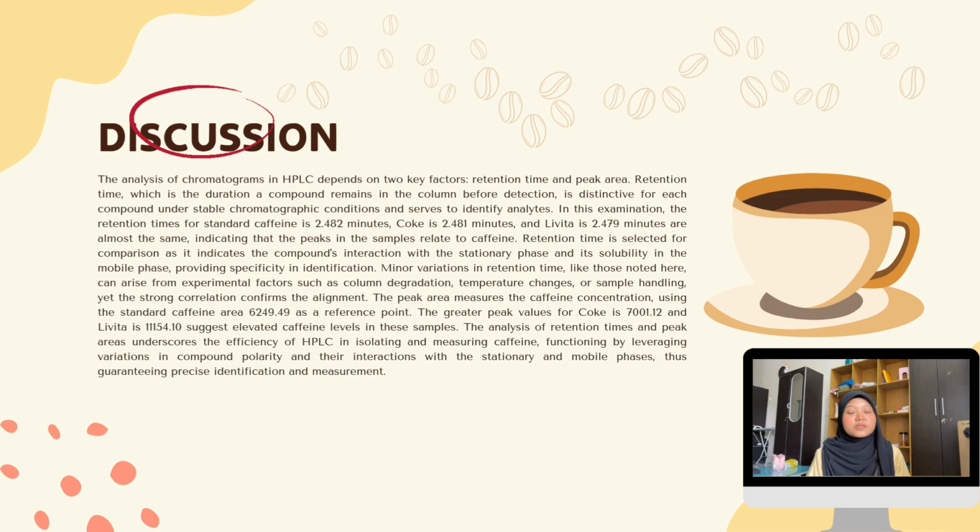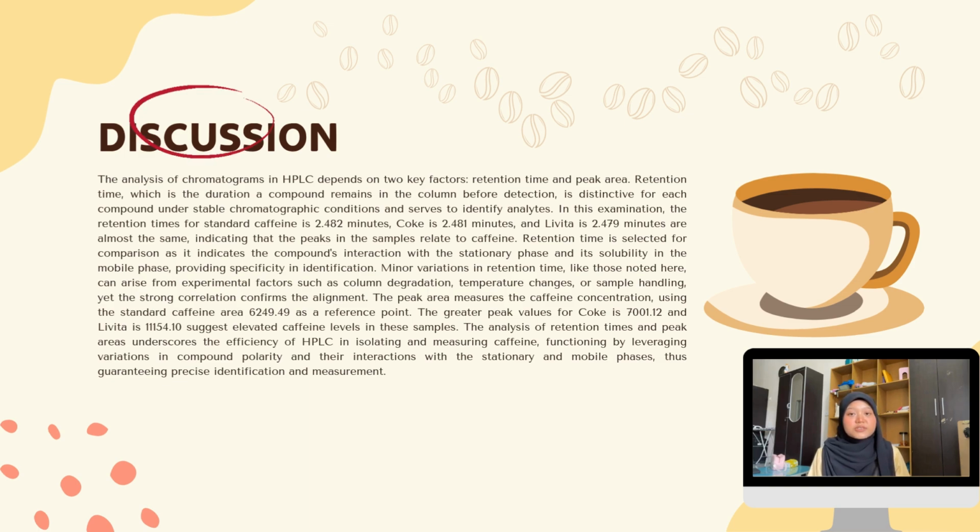The analysis of chromatograms in HPLC depends on two key factors, which are retention time and peak areas. Retention time, which is the duration of compounds in the column before detection, is distinctive for each compound under stable chromatographic conditions and serves to identify analytes. In this examination, the retention times for standard caffeine is 2.482 minutes, Coke is 2.481 minutes, and Levita is 2.479 minutes, which are almost the same, indicating that the peaks in the samples relate to caffeine. Retention time is selected for comparison as it indicates the compound's interaction with the stationary phase and its solubility in the mobile phase, providing specificity in identification.